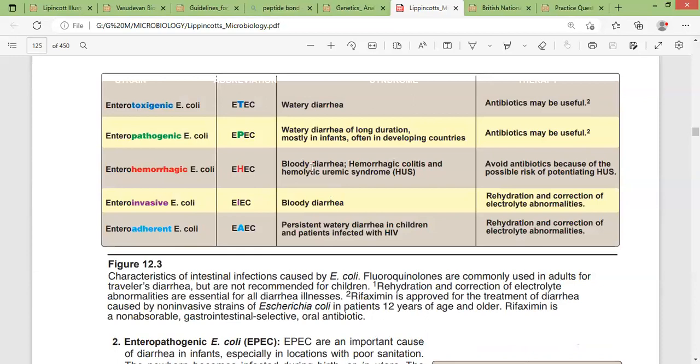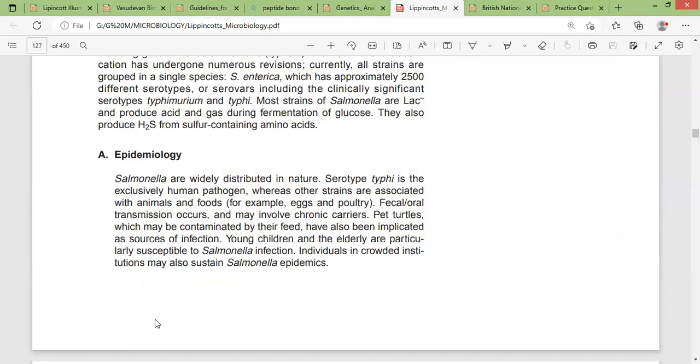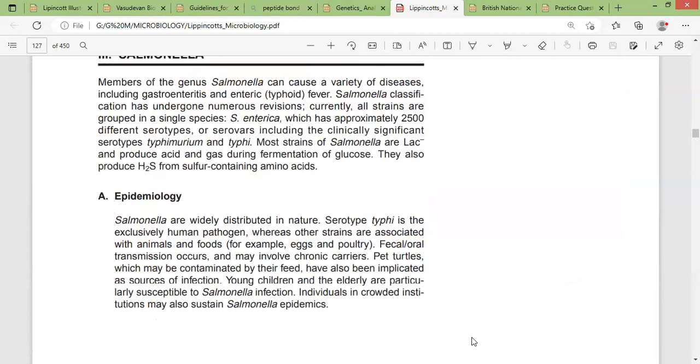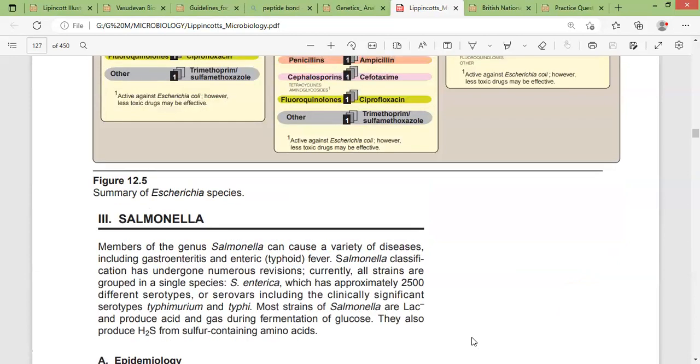Hemorrhagic and invasive do cause a bloody diarrhea. The other ones are more of just a watery diarrhea. Then we'll do Salmonella, then take a break. Transmission of E. coli, we've seen, is fecal oral, from what you eat.